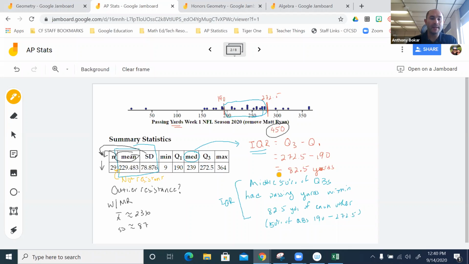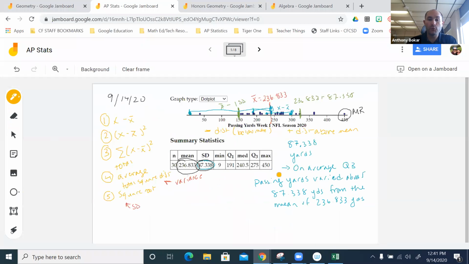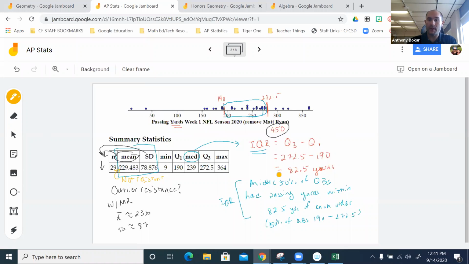Now let's look at the median and quartiles, okay? Median and interquartile range. The median was 239 without Matt Ryan, and the median was 240.5 with Matt Ryan. So look at that. There's barely any difference between the median with and without Matt Ryan. It's literally just a shift of 1.5 yards. So the median didn't change very much.